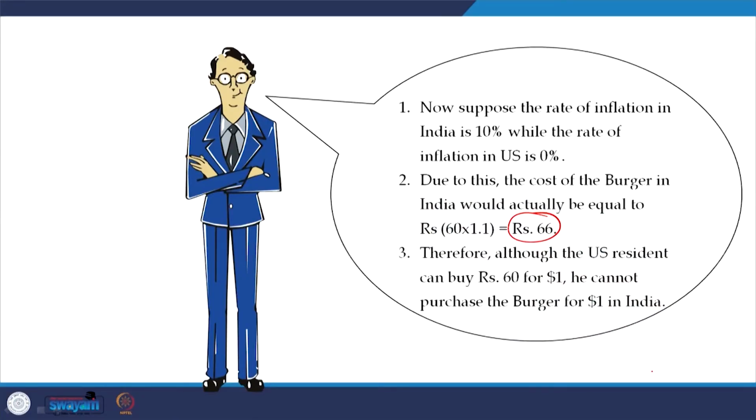Therefore, although the US resident can purchase that McDonald's burger at $1, equivalent to 60 rupees, because there was no inflation in the US, the burger price is still kept at $1. So, he cannot purchase a burger for $1 in India because the exchange rate is 60. So, he has to pay 66.